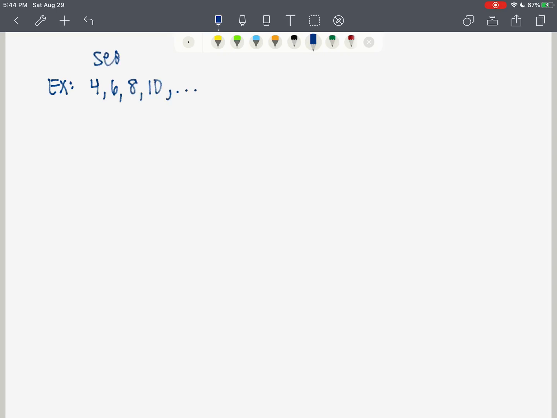This is a sequence. It's a list of numbers separated by commas, definitely with a pattern, and the series changes the commas into addition signs, and it becomes a sum. So that's actually something that you can calculate and evaluate. So you can come up with a single number as an answer.